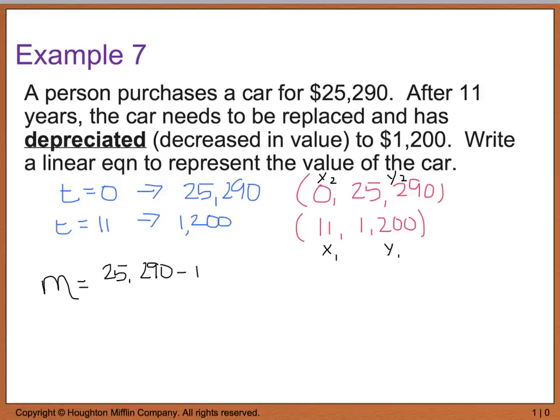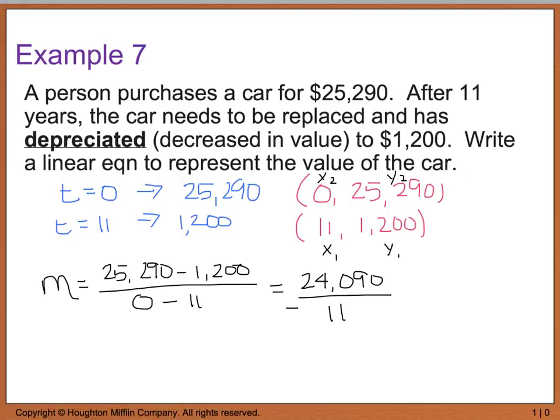but I end up with 25,290 minus 1,200 divided by 0 minus 11, and 25,290 minus 1,200 is 24,090 divided by a negative 11, and if I simplify that, we end up with a negative 2,190 for a slope. So a negative slope, remember, means that our value is decreasing. So in other words, I'm losing about $2,100, almost $2,200 a year on that car.